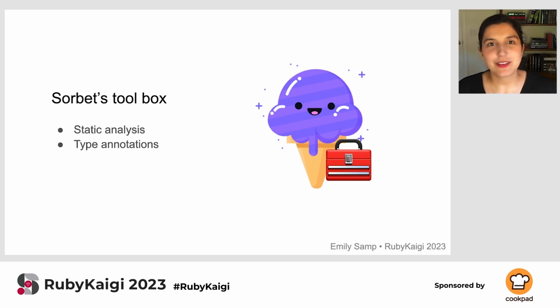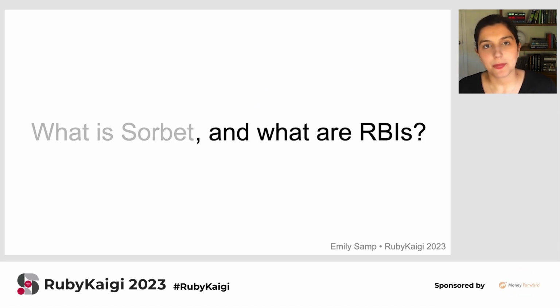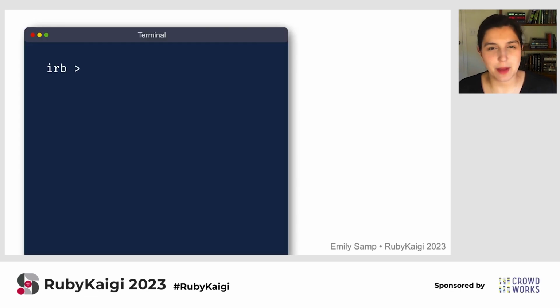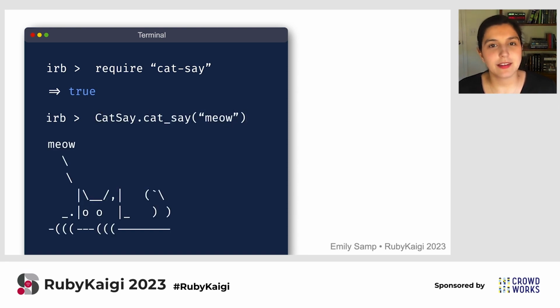And finally, there is some information that Sorbet cannot understand from the first two tools alone, which brings us to Ruby interface, or RBI files. The main purpose of RBI files is to give Sorbet information it cannot access statically or through type annotations written by developers. One example of this is the code inside of gems. Let's say I'm developing a gem called catsay. It's similar to cowsay, where it prints out an ASCII art character of a cat saying whatever message you pass to it. As we can all agree, this is a very important development in the Ruby language.